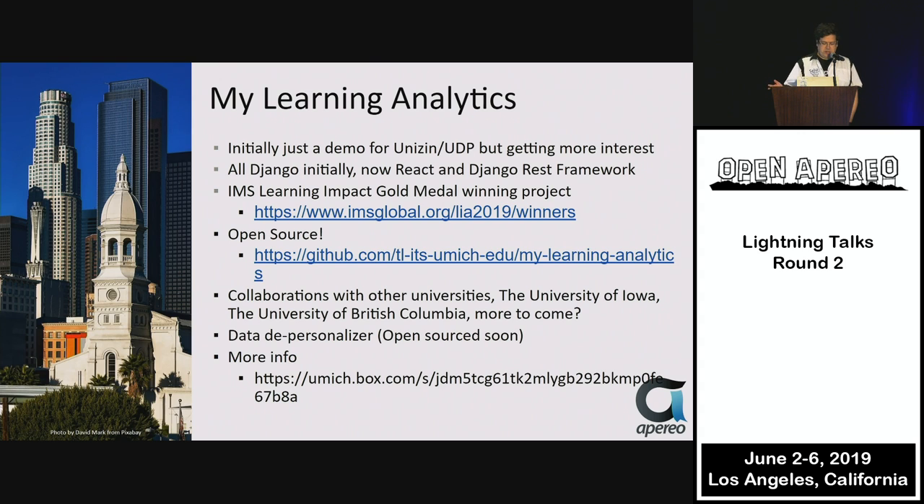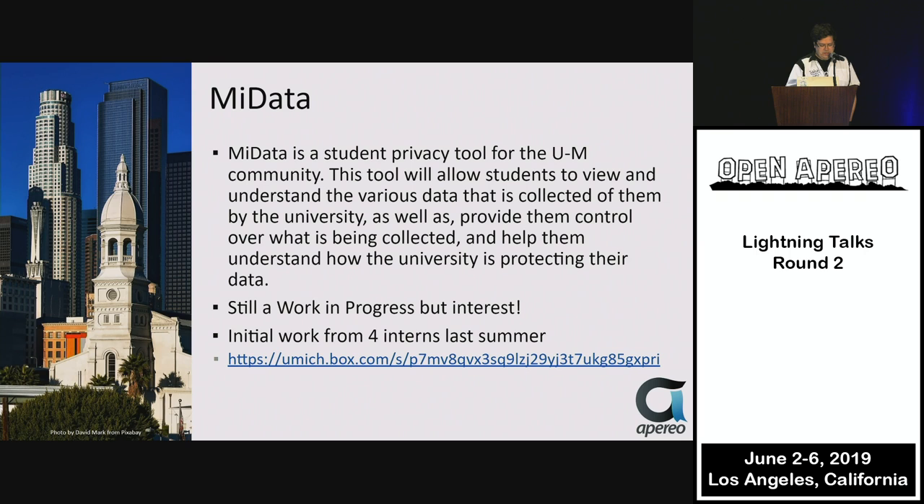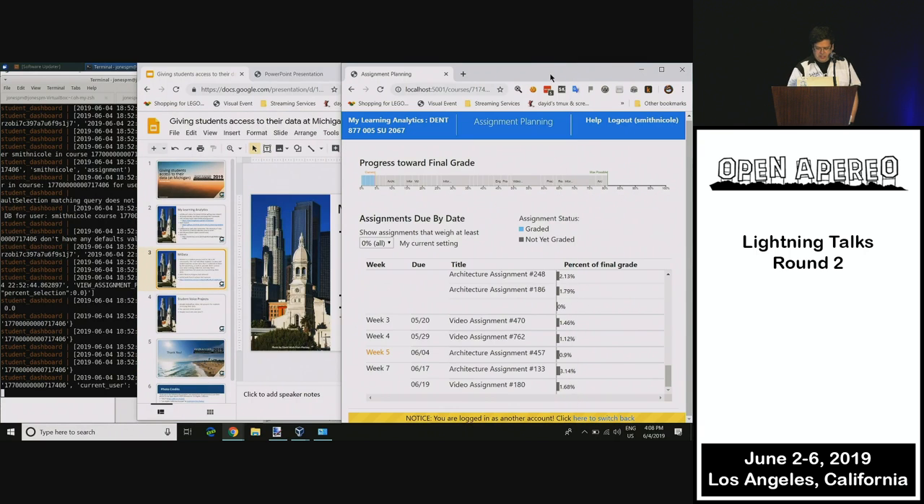We have collaborations going on with other universities, University of Iowa, University of British Columbia, also mentioned before. There's probably more to come. We're in a pilot. We've only been running it for 2 semesters so far. There was a data depersonalizer we wrote that goes along with it that uses the Google Cloud data privacy filter, so we can use sample data. There's more information here on a slide. I'll share these slides on the Whova and with other people if you want to see that.